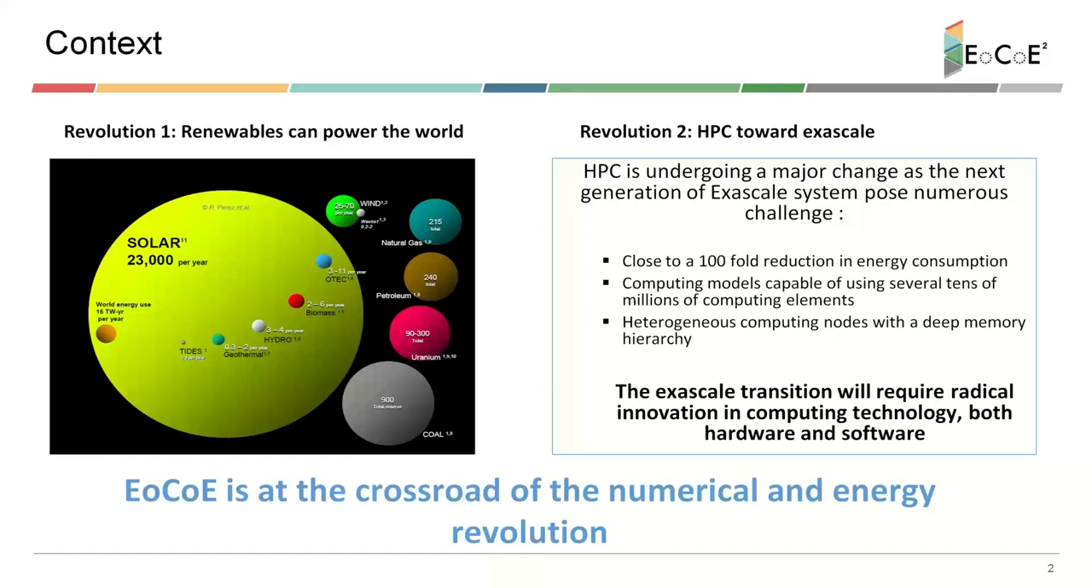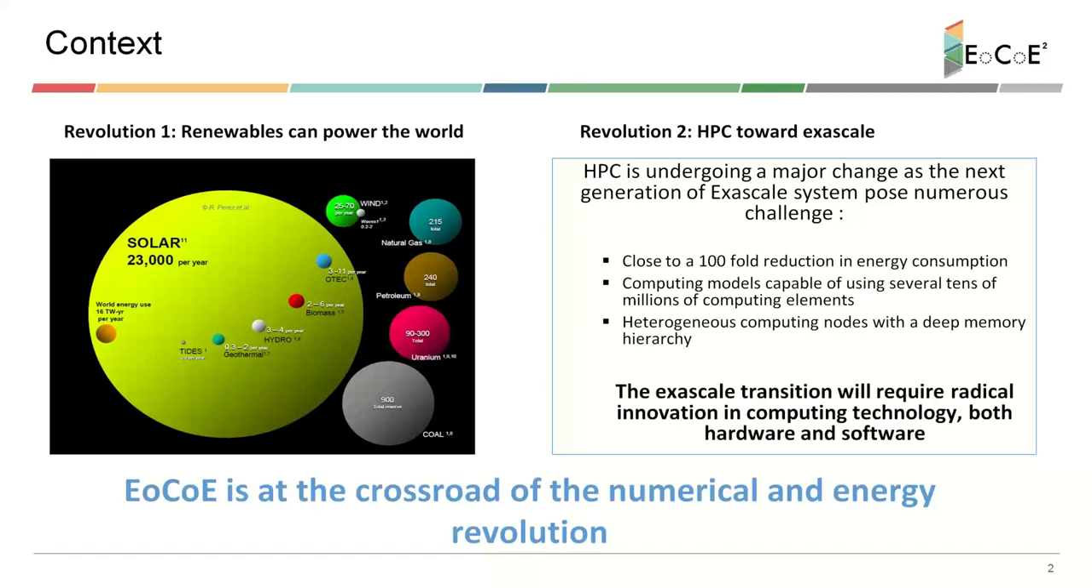On the other side, as you can see on the right, there is a revolution in the HPC. Now, in the next years, hopefully exascale supercomputing machines will be available. The HPC is undergoing a major change in the next generation of exascale systems, because there are several challenges. First of all, a reduction in energy consumption. We need new computing models that are able to use several tens of millions of computing elements. The machines will be heterogeneous, and they will have deep memory hierarchy. So there is a big revolution in both hardware and software.